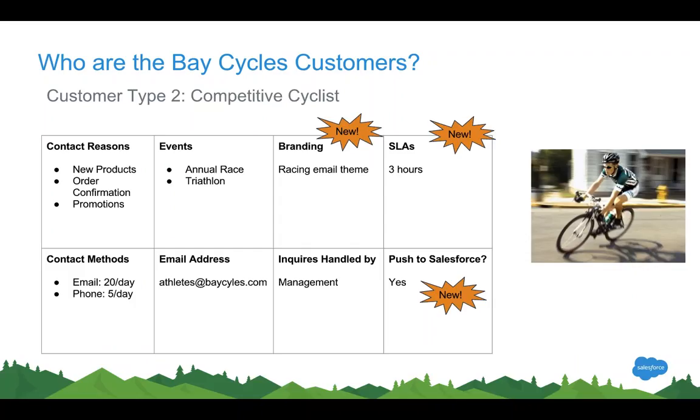And for our competitive cyclist, the second customer type that Base Cycles serves, the contact reasons and events why they contact us are all staying the same. What's new is that we're going to also brand their emails with more of a racing or competitive theme. And we also have different SLAs. Our management team here at Base Cycles wants us to get back to the competitive cyclist inquiries in just about 3 hours. And we're also now going to start pushing these inquiries from competitive cyclists into our Salesforce instance using DesConnect.